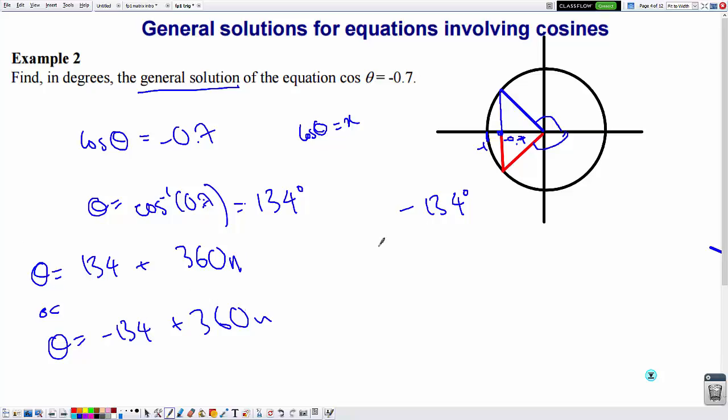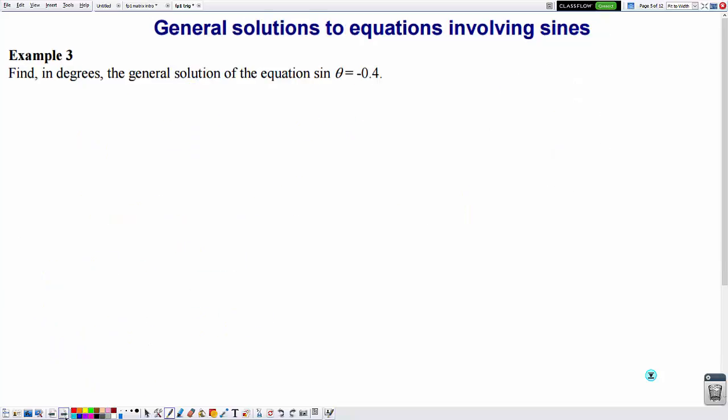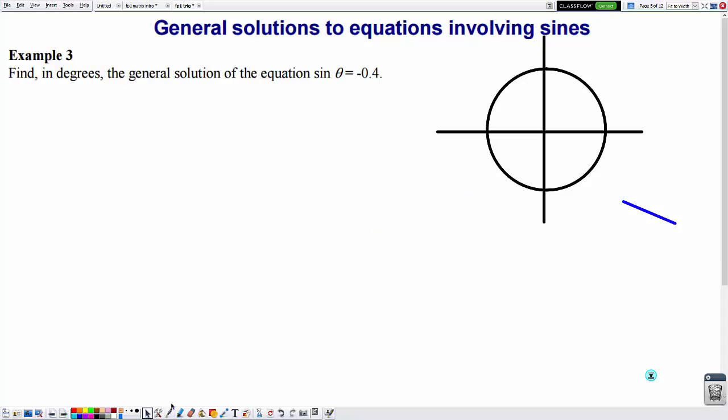That's it. Let's go to example 3. Now we're going to do this with sine. Again, we're going to still use this circle, remembering 1, 1, minus 1, minus 1. Okay, we're solving in degrees. The general solution of sine theta equals minus 0.4. So what is minus 0.4? Remember, sine theta is your y. Remember, cos theta equals x, sine theta equals y. So we want minus 0.4, and that's over here.